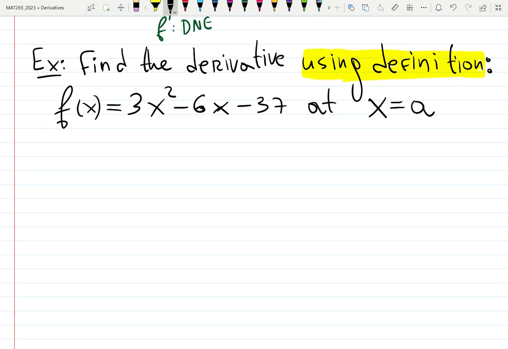I really like the story. Solution: find the derivative of this function by the definition, not using the power rule, which we're going to learn on Friday, and we'll be happy about it. Steps.